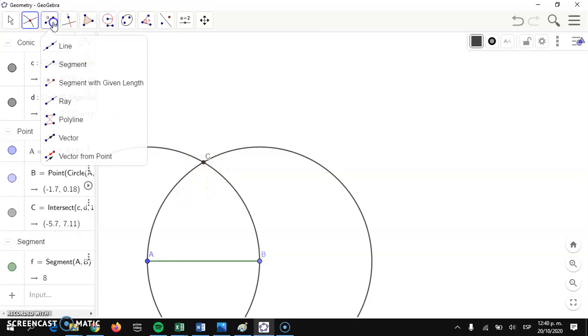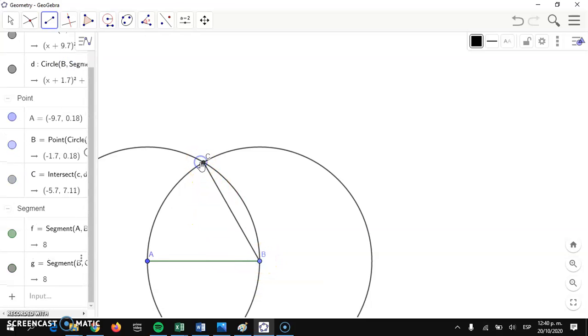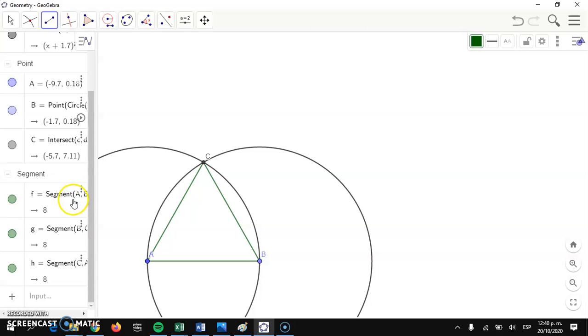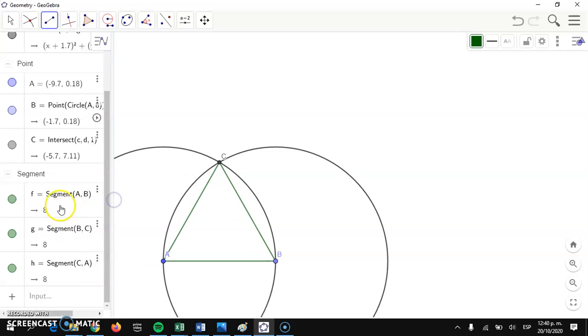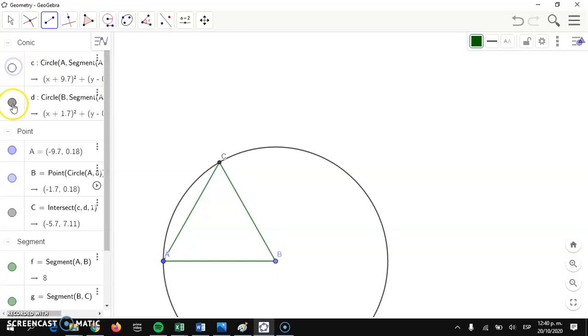And finally, we're going to build a segment that goes from B to C. We're going to make that green, and one that it goes from C to A. Now, if you pay attention to the function algebra, all the segments have the same length. That means that we have an equilateral triangle because they have equal sides. Next thing that we're going to do in this triangle is to measure their angles. But before we do that, we're going to remove the circle so we don't see them anymore.